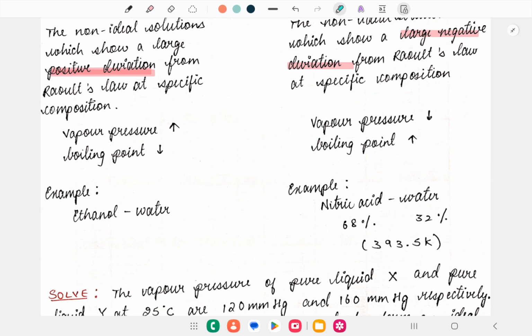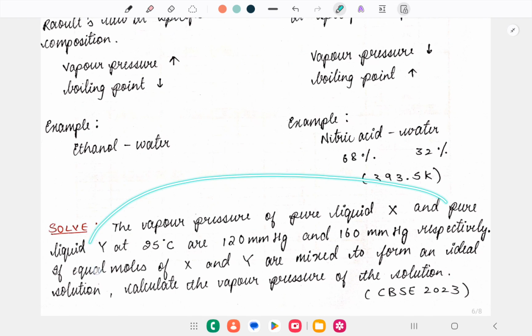And one such example is the azeotrope formed by nitric acid and water. So it has an approximate composition of 68% of nitric acid and 32% of water by mass with a boiling point of 393.5 Kelvin. So a question is provided.